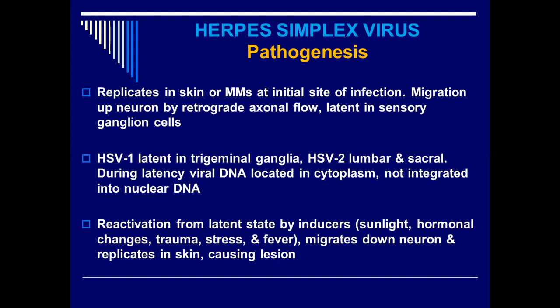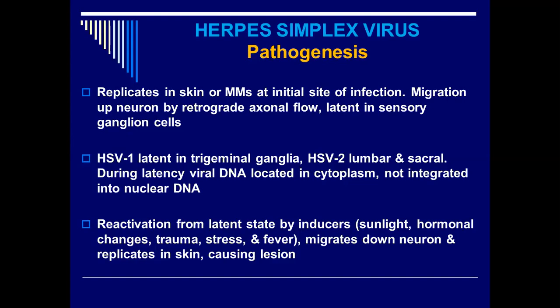Now, the reactivation from the latent state by inducers: the sunlight, the hormonal changes, the trauma, the stress, the fever. These provide the basis for the reactivation of this latent state of viruses. This is what we call the latent inducers. Then the migration down the neuron occurs, and then the virus replicates in the skin and causes the lesions.